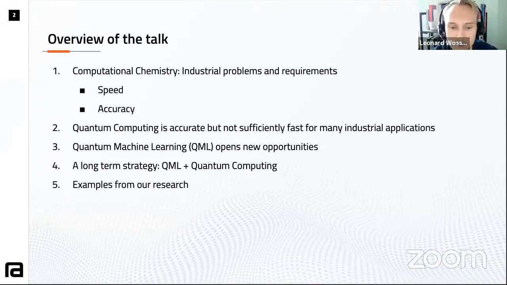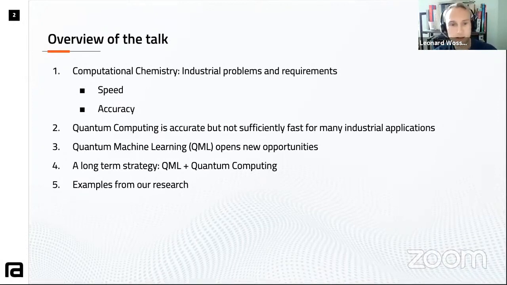Then I'll go into quantum computing and check how, at least as we currently view it in the quantum computing community, it fits into this picture and whether or not it is useful. In particular, I'll show that based on the insights from the first part, quantum computing on its own is probably not sufficient to really help for a lot of these industrial problems and applications because it's not fast enough.